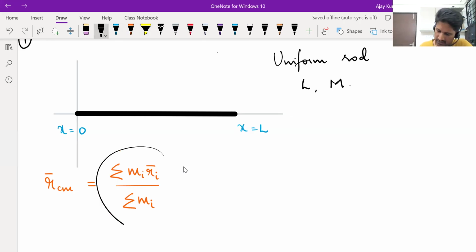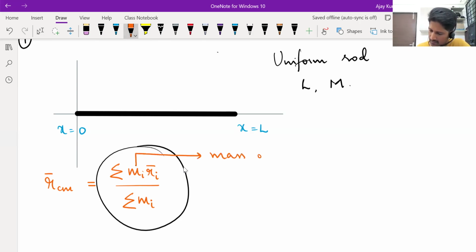Now, this formula is applicable when you have a finite collection of particles. Now, m_i here is nothing but the mass of the ith particle. It could be the first particle, second particle, 10th particle. So we call it the mass of the ith particle. And r_i here is the position of the ith particle.